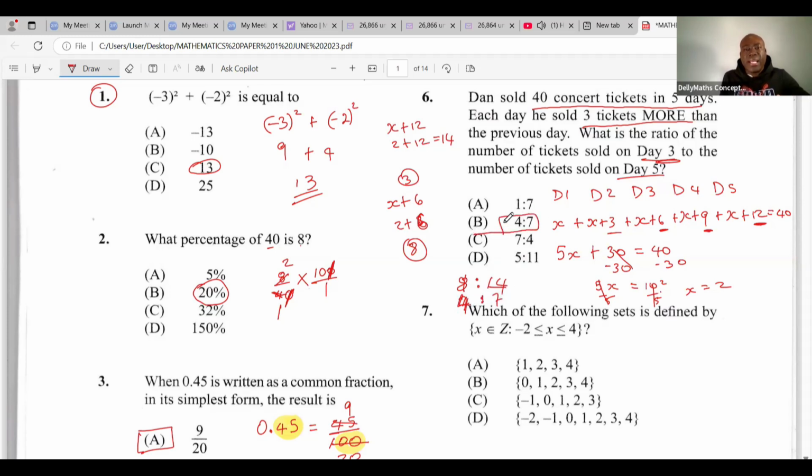It is very important that you look at how the question was phrased. It says, we want to know the ratio of the tickets sold on day 3. So day 3 must be first, which is the 8, which turns into 4. So pay attention to that, right?